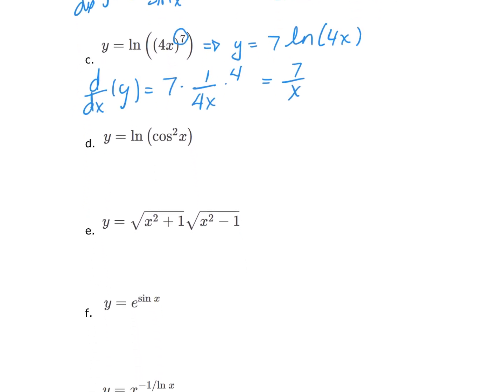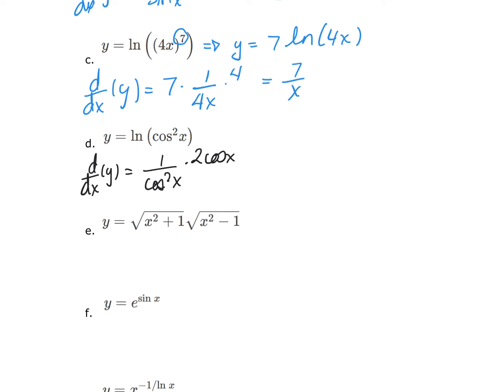Now with d here, I'm going to have to use the chain rule twice. So d dx of y. So it's first going to be 1 over the cosine squared of x. Now I have to take the derivative of cosine squared. This is going to give me 2 cosine of x.